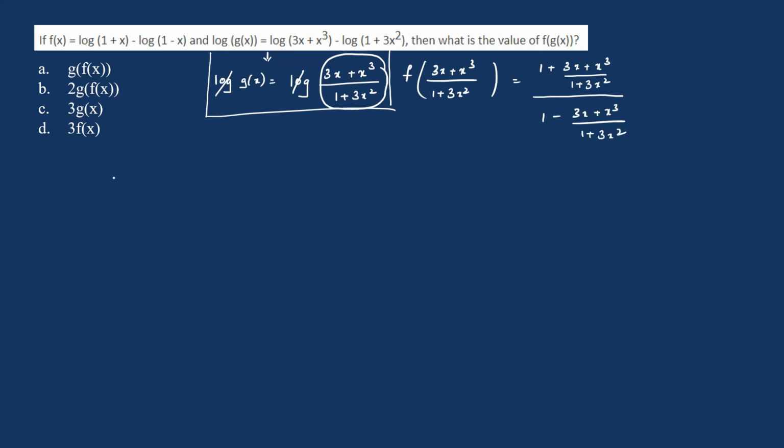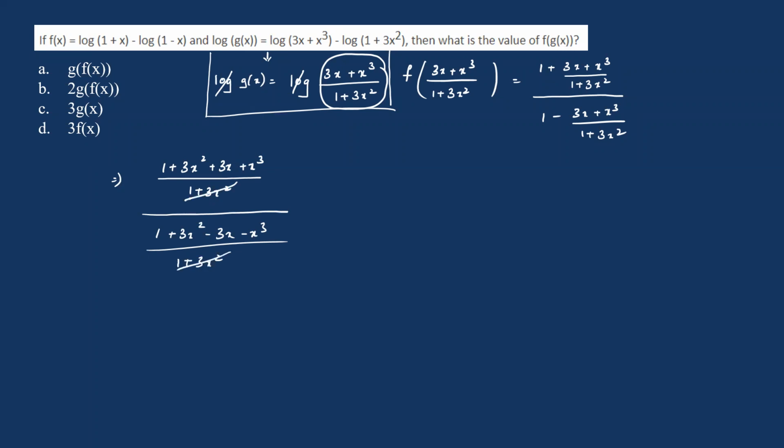Now let's simplify these two parts, guys. So if I take LCM as 1 plus 3x square on the numerator, so we have 1 plus 3x square plus 3x plus x cube, and my denominator will have 1 plus 3x square minus 3x minus x cube divided by 1 plus 3x square. So 1 plus 3x square, 1 plus 3x square gets cancelled. Clear? So, and you also have a log common here.